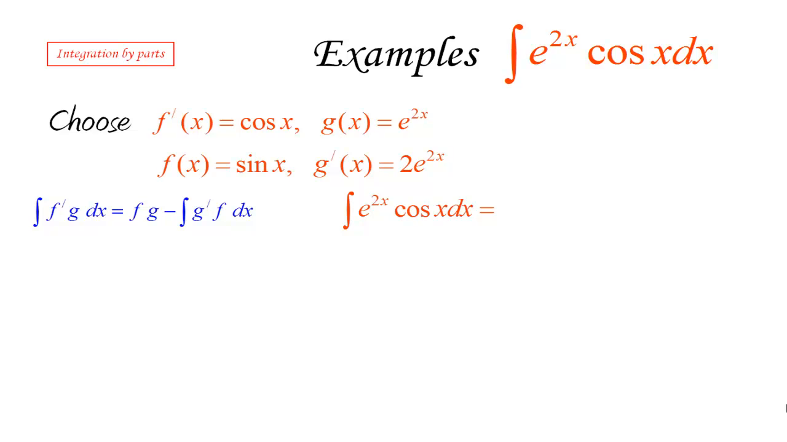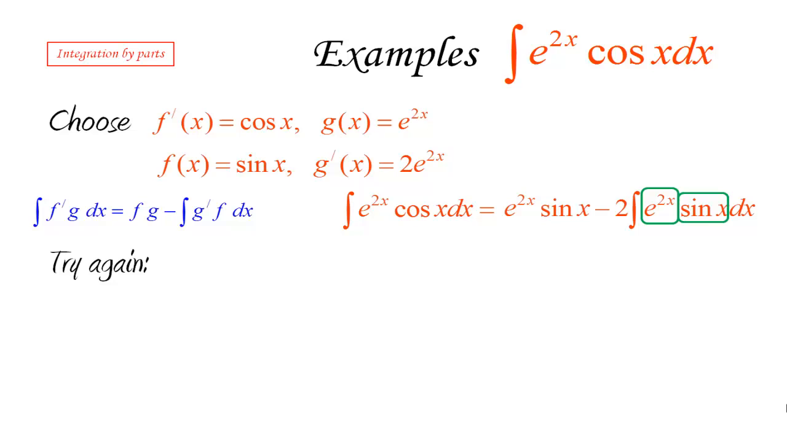So we're going to apply our formula, and that means that our original integral is going to be equal to the product of f and g, which is e to the 2x sine x, minus the product of the two new functions, so e to the 2x times sine x. Well, looks like this thing has not gotten any easier. But notice that it's not any more complicated either. We now have to deal with an integral which has the same level of difficulty as the original. So what we're going to do is try again.